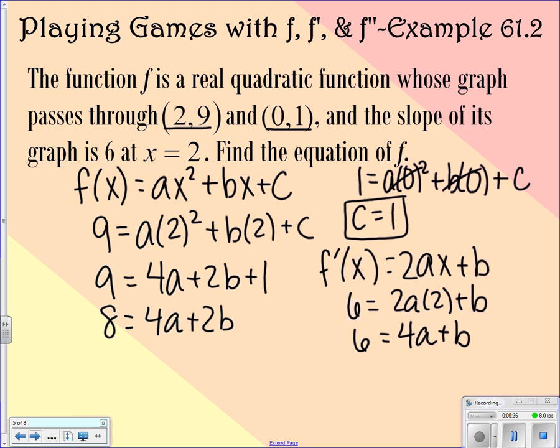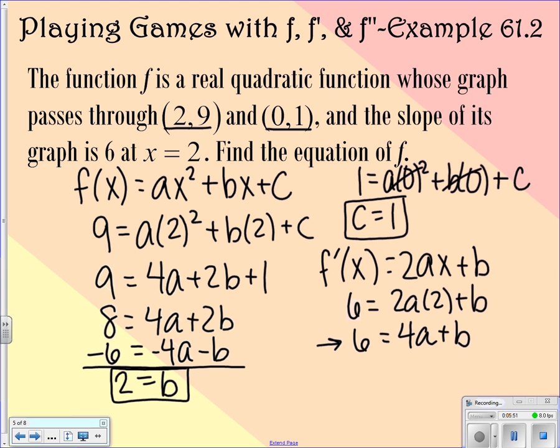At this point, I'm going to choose to do elimination and multiply this equation by -1. So I'm going to have -6 equals -4a minus b. So 2 equals b. And then I just need to plug my b value in to find my a. Well, 6 plus 6 equals 4a plus 2. So 4 equals 4a. So my a value is 1.